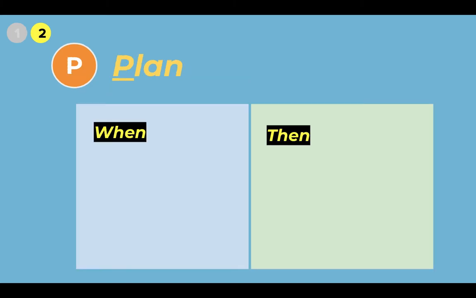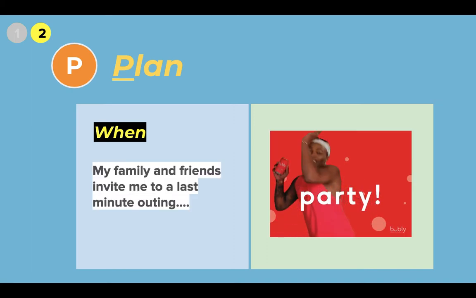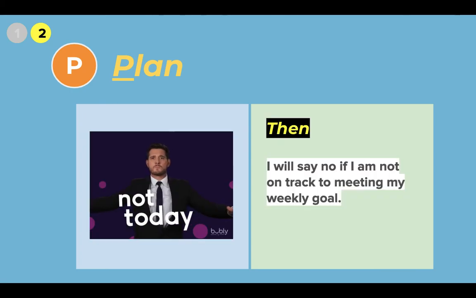So now we've covered wish, outcome, and obstacle. The last step is to make a plan for how you'll deal with your obstacle. By coming up with a plan ahead of time, you won't have to try to outthink the obstacle in the moment of temptation. Your plan should follow the format of when so and so happens, then I will. So for example, when my family and friends invite me to a last minute outing, then I will say no if I'm not on track to meeting my goal.